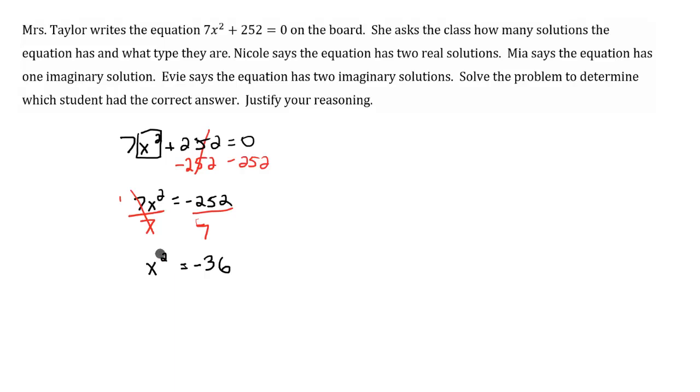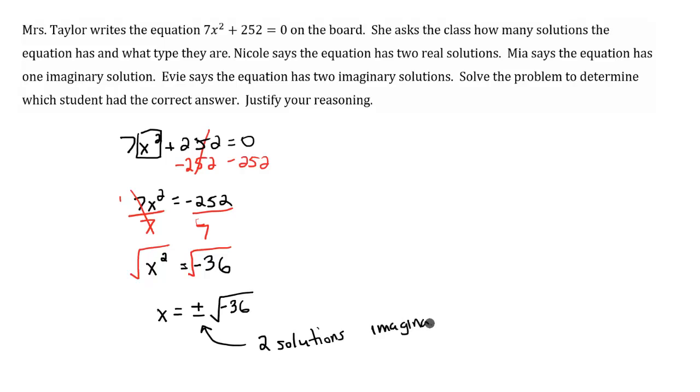Now we want to get rid of the squaring, so we take the square root of it, and the square root of the right side as well. We're left with x equals, because we took the square root of a variable being squared, plus or minus the square root of −36. Automatically we see that we have a plus or minus, so that means we have two solutions. And we have a negative underneath the radical, so we know we're going to have imaginary solutions. So who guessed two imaginary solutions? Looks like Evie says the equation has two imaginary solutions.